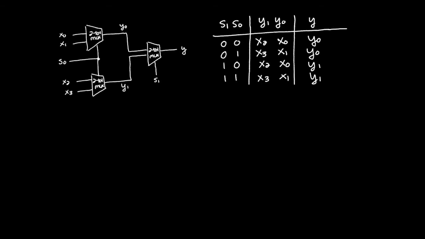But in fact, I know that in this case over here, Y0 is simply equal to X0. And here, Y0 is equal to X1. And Y1 in this case is equal to X2, and here it's equal to X3.